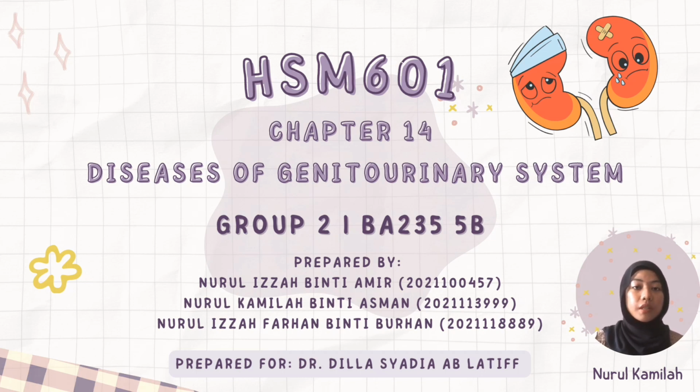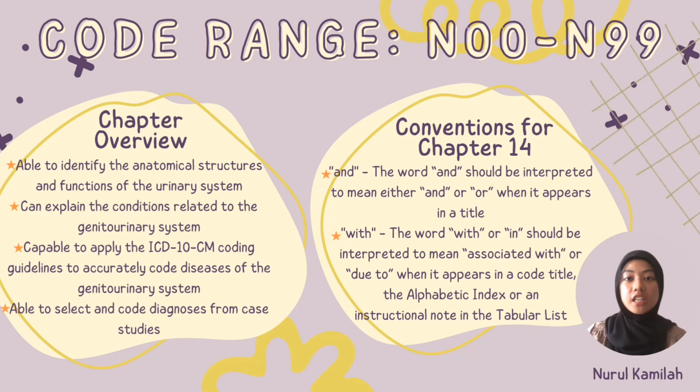We have chosen Chapter 14, the Genitourinary System, as our group assignment. Firstly, the genitourinary system's code range is N00 until N99. This chapter overview is included to be able to identify the anatomical structures and functions of the urinary systems, explain the conditions related to the genitourinary system, apply the ICD-10-CM coding guidelines to accurately code diseases of the genitourinary system, and select and code diagnoses from the case studies.